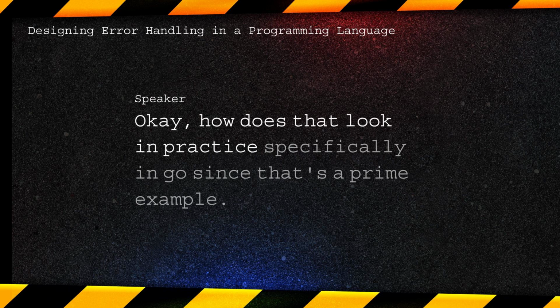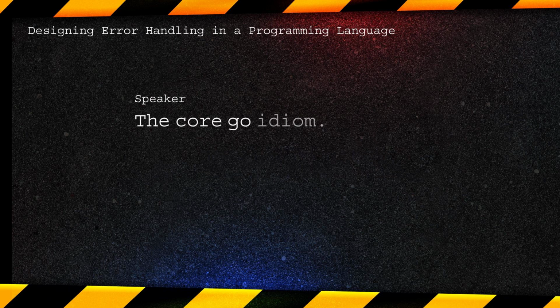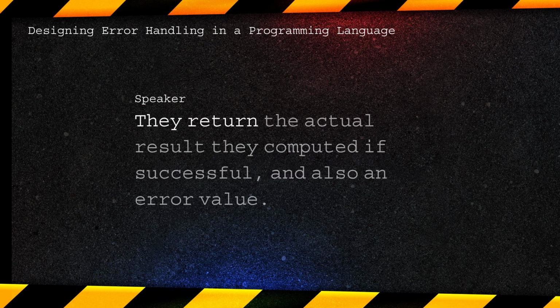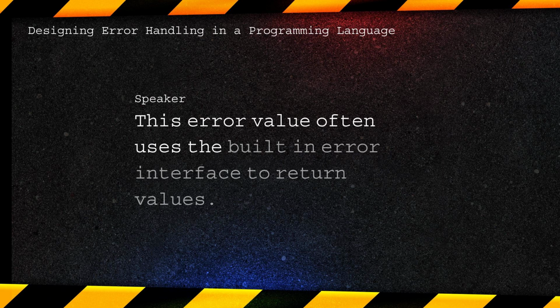Okay, how does that look in practice? Specifically in Go, since that's a prime example. The core Go idiom, you see it absolutely everywhere in Go code, is that functions that might fail return two values. They return the actual result they computed, if successful, and also an error value. This error value often uses the built-in error interface. Two return values, okay.